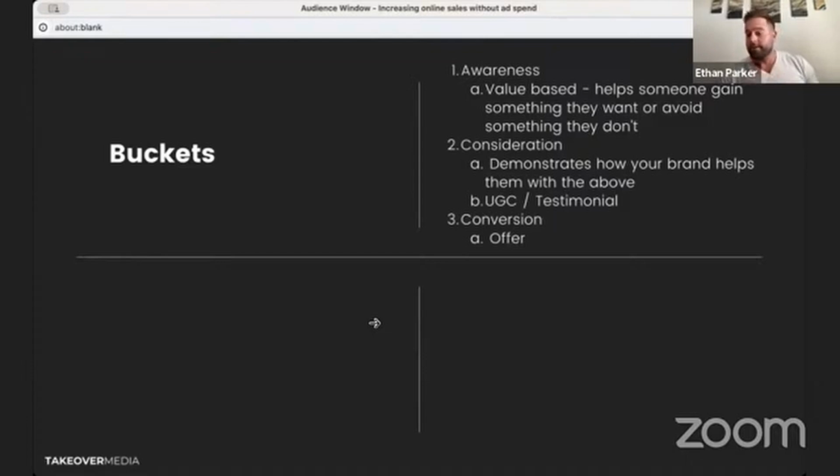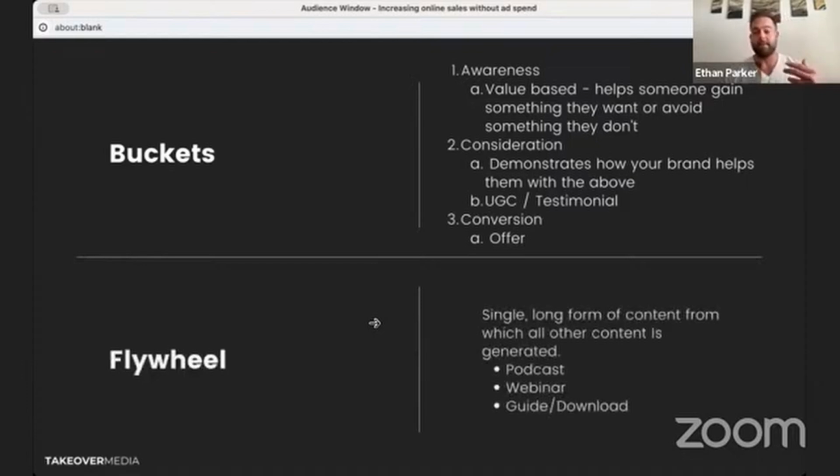And then the third bucket is conversion, which is where we make a hard ask. And that hard ask might not just be buy this thing. It could be sign up for our newsletter. It could be opt into our SMS list. It could be enter to win this contest, some sort of direct CTA. And then you have the flywheel of producing the content.